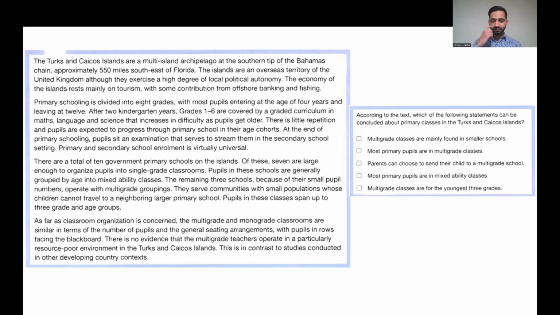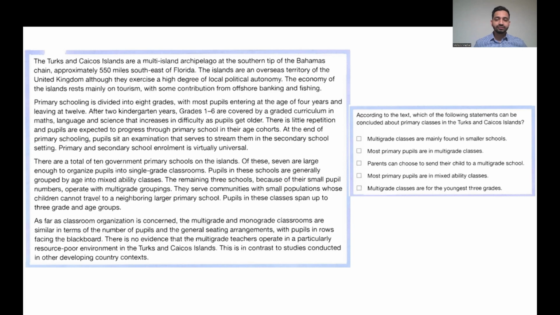So it does talk about mixed ability classes. Most primary pupils are in mixed ability classes. I think that is correct information because we talk about most being in those 7 schools, and the remaining 3, actually, now we're talking about the remaining 3 schools because of their small size. So we've got 2 correct options here: most primary pupils are in mixed ability classes, and multi-grade classes are mainly found in small schools.